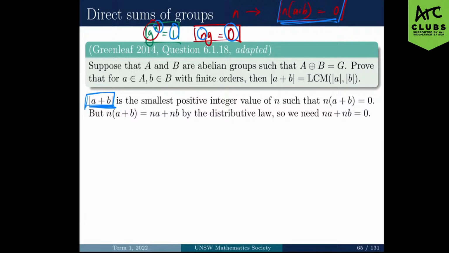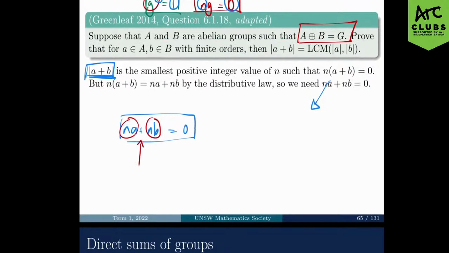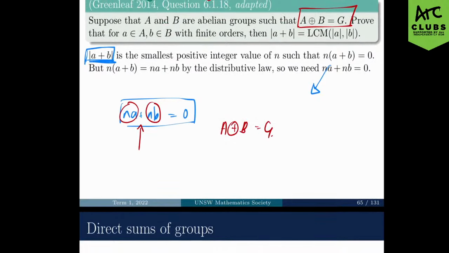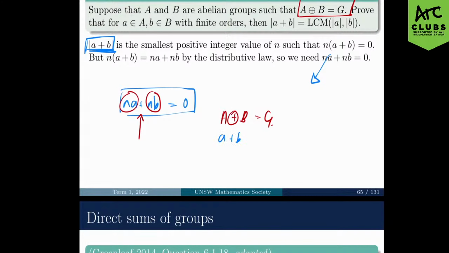Right? And so our instinct is to expand this, so na plus nb equals 0. So basically we're trying to find n such that this holds. And at this point we might start to think, hang on a second, we've got a plus here. Why don't we use the property of A plus B equaling G? Remember, A plus B equaling G means that the only solution to a plus b, with this one being an element of A, this one being an element of B, equaling 0, is if both of them are equal to 0. So having now seen that, we know that na is an element of A, by closure under addition. So is nb an element of B.